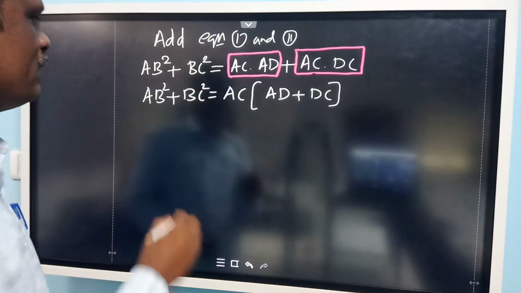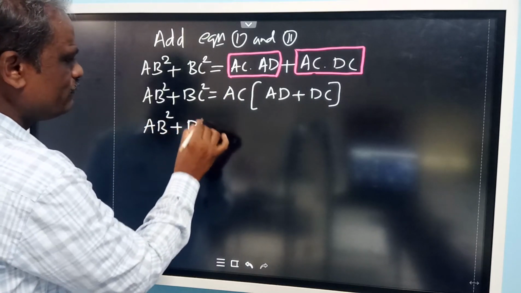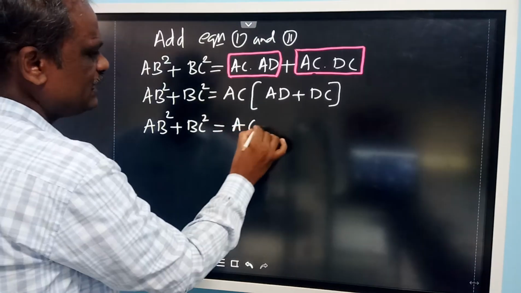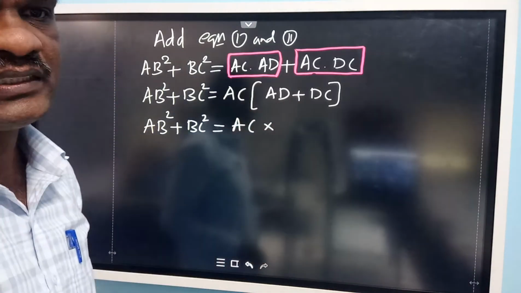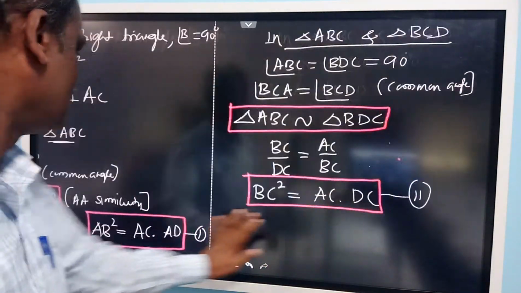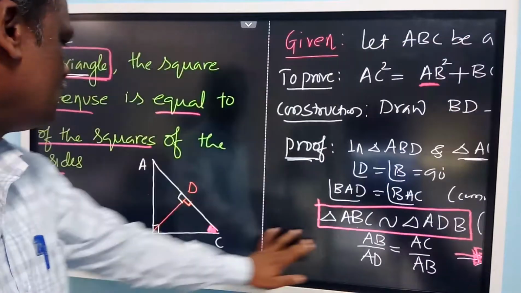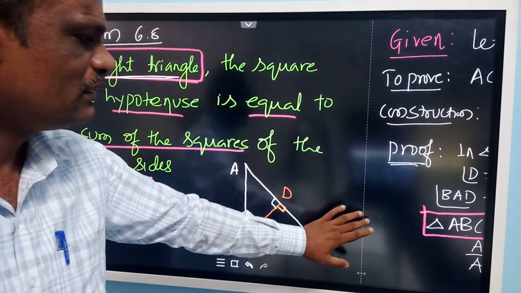Once you take AC common, what remains you see now? AB square plus BC square. So AC into AD plus DC. Look at the diagram and tell me what is AD plus DC. Look at the diagram now. AD plus DC is nothing but AC.